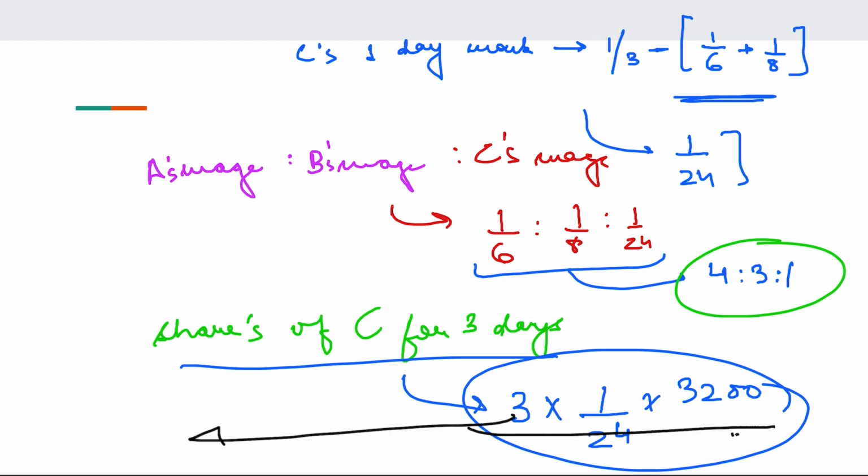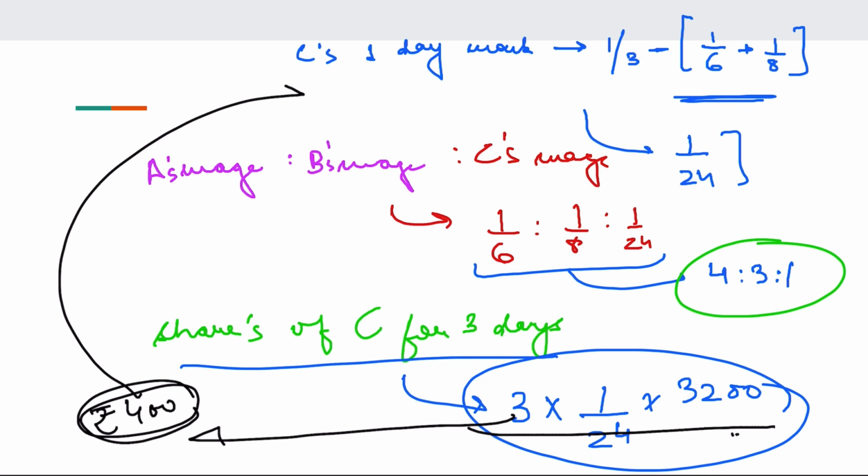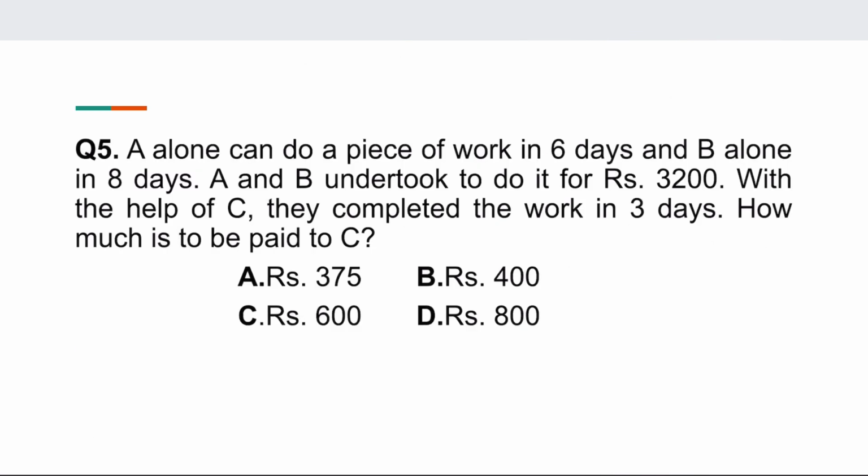So if I'm going to calculate it, it's going to be 400. So they have to literally pay 400 rupees to C for actually doing internship with them. Got it? So what's the answer? 400 rupees. Simple. This is the answer.